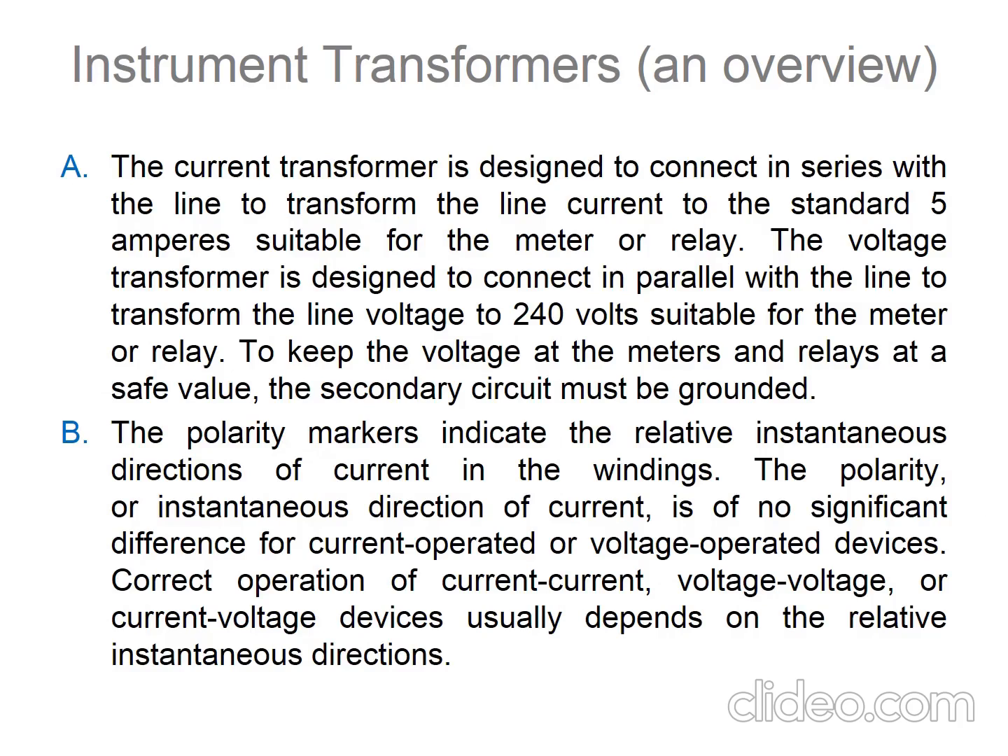Okay, here is the explanation. The current transformer is designed with a standard value of 5 amp. Here is 5 amp. For voltage, 240 for single phase line voltage. And then the indicator of the polarity markers. This one is the polarity markers. It shows that the polarity marker is the instantaneous direction of the current. So the arrow shows the polarity of the current flow.